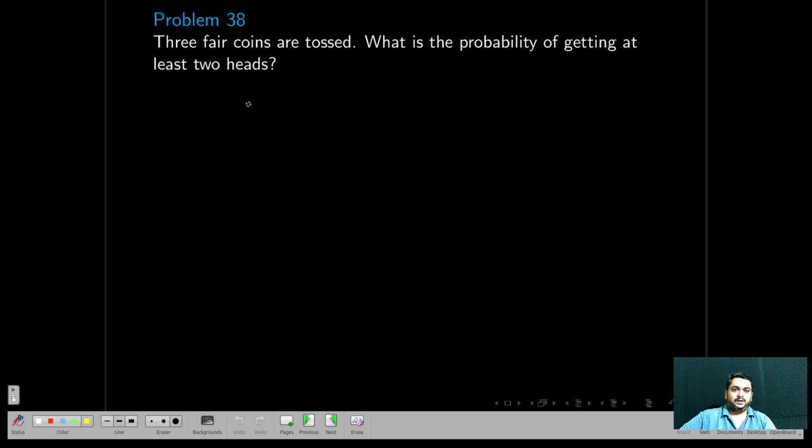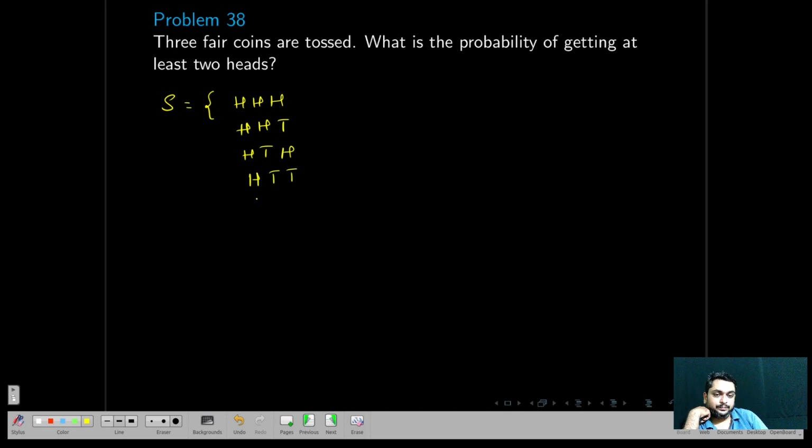Next. 3 fair coins are tossed. What is the probability of getting at least 2 heads? Okay, a simple question. Let's take the sample space. Head, head, head. 3 times means head, head, head. Then head, head, tail. Head, tail, head. So there will be total 2 power 3 combinations, right? It is like writing your 3 bits, 0, 0, 0, 0, 0, 1 like that. Then head, tail, tail. Then tail, head, head.